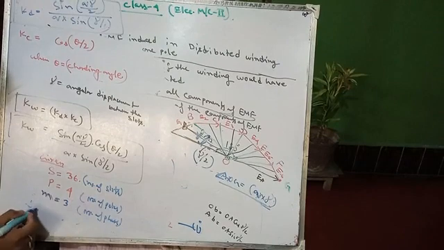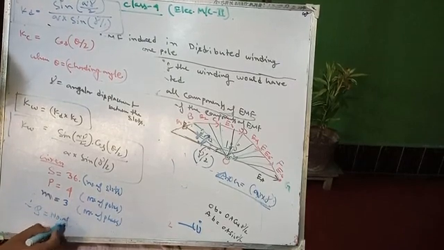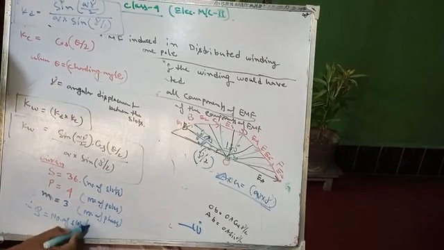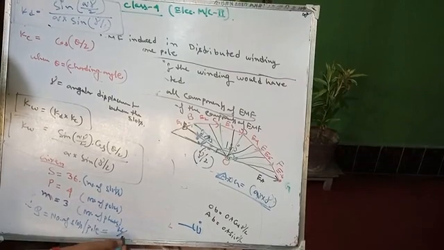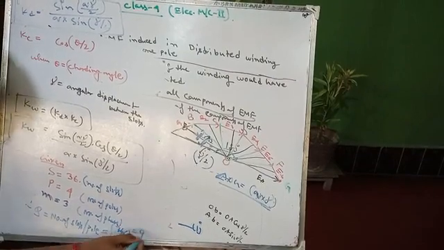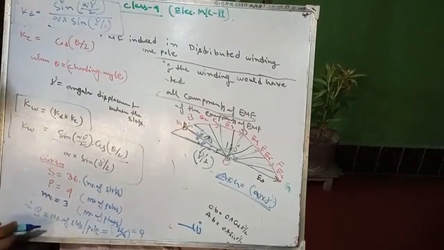Now you can write capital Q equals the number of slots per pole. How much? Total slots 36, number of poles is 4, so it will be 9. So capital Q equals 9.